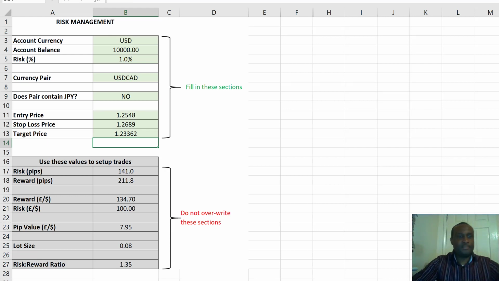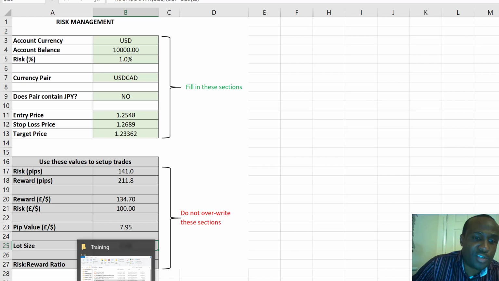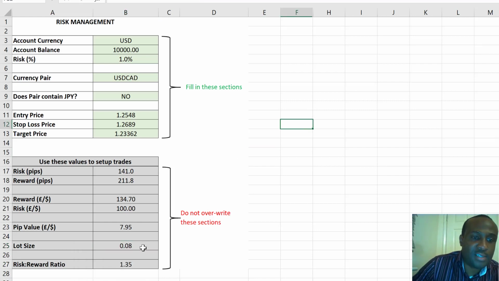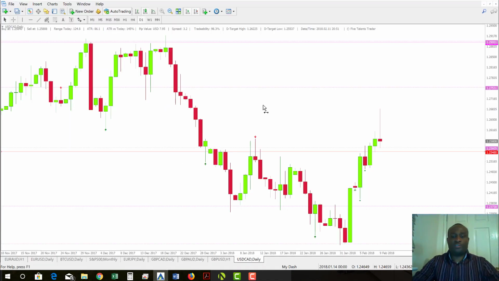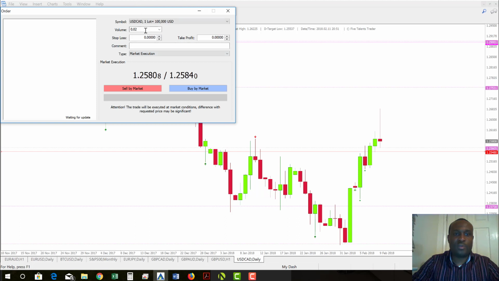We can see now, when you add the stop loss, the spread and the pip value, that our risk to reward is 1.35, and the system tells me I should use only a 0.08 lot size to trade. So when I'm ready to open the trade, I will type in 0.08 here and put in my stop loss and take profit, and then I'll sell at market when the market opens.